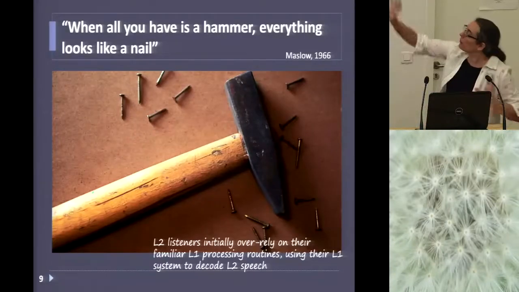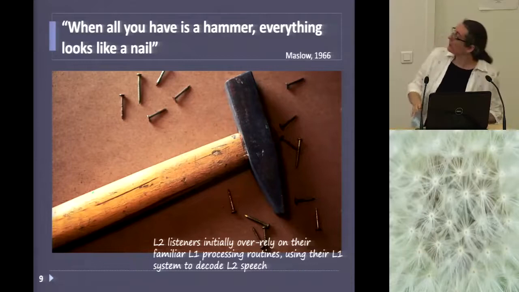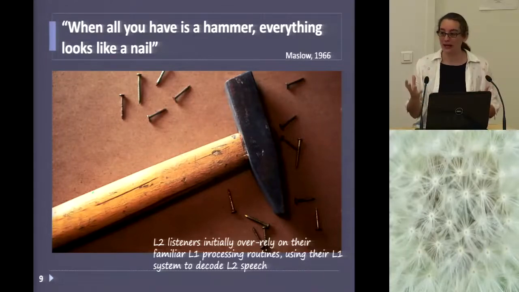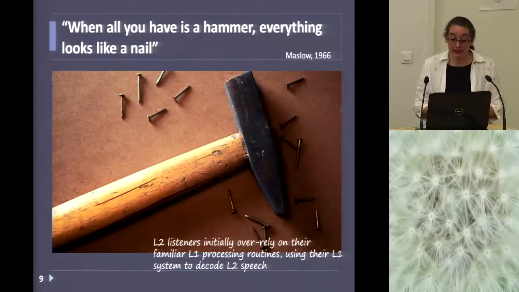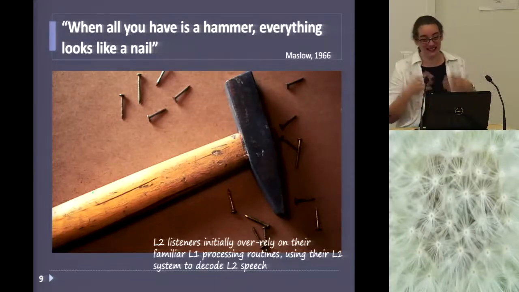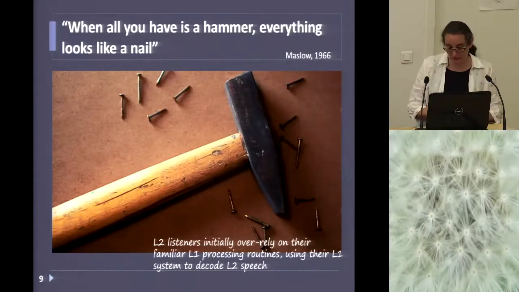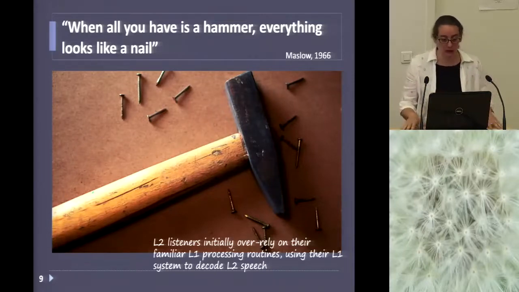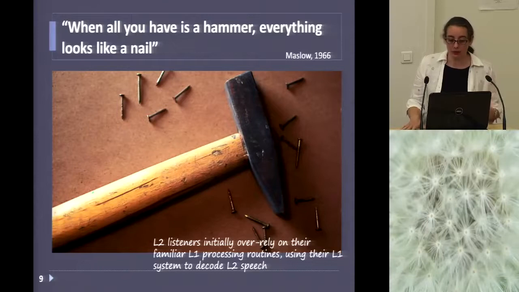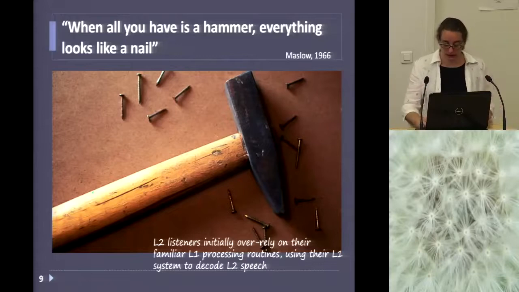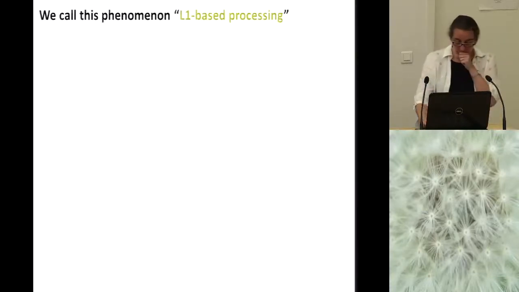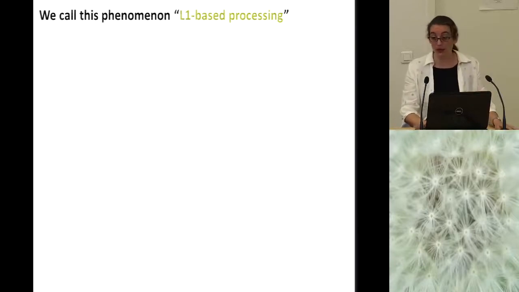Okay, and so I also like, we can't really see this very well, but this is a hammer. And so I like to equate L2 phonology essentially with the hammer principle, Maslow's hammer, which says that when all you have is a hammer, everything looks like a nail. And so essentially what's going on in L2 phonology is that when we perceive a second language that is different from our first language, we initially over-rely on our familiar L1 processing routines, and we use our L1 system to decode this L2 speech. And so we can call this phenomenon L1-based processing.